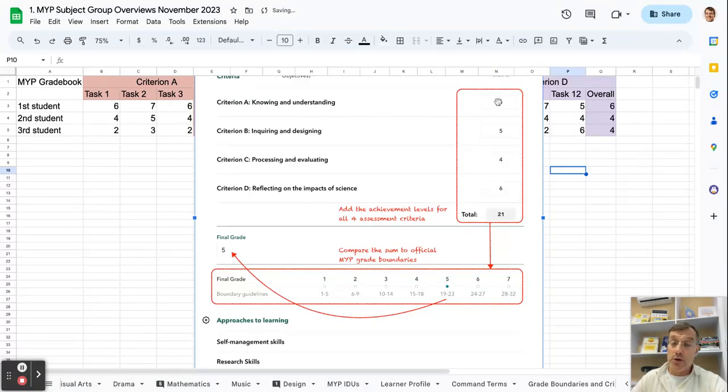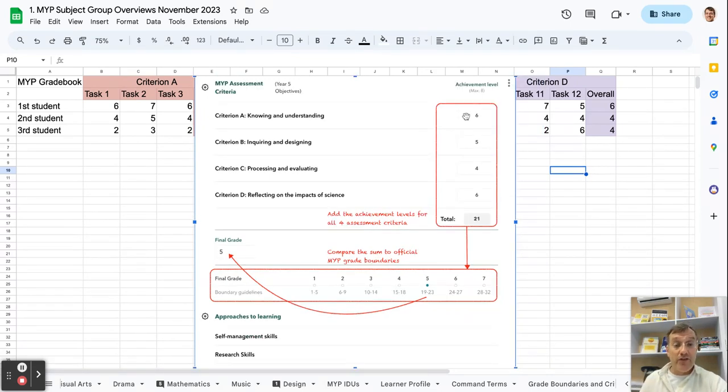If you add the achievement levels from all 4 criteria, you'll get a total. Here it's 21 marks out of a maximum of 32, because 4 criteria times a maximum achievement level of 8 per criterion is 32 marks. You take that sum, 21 marks, and compare it to these boundary guidelines that are defined by the International Baccalaureate. 21 marks, as you can see here, falls between 19 and 23. That equates to a final overall grade of 5 on a 1 to 7 scale.